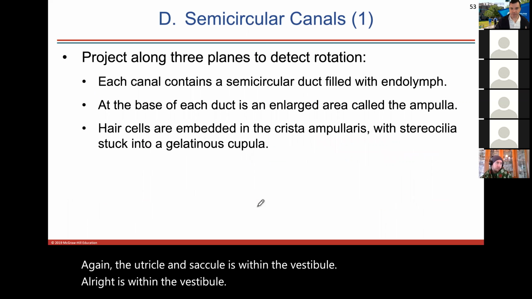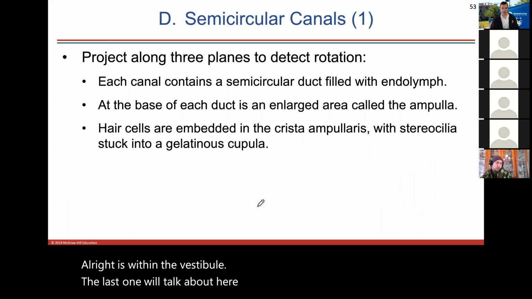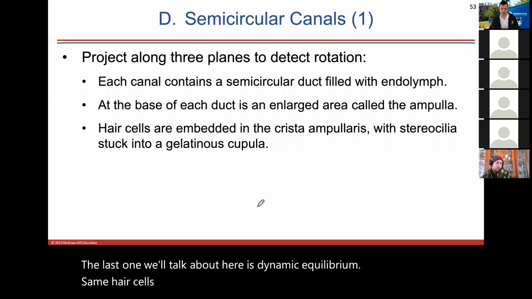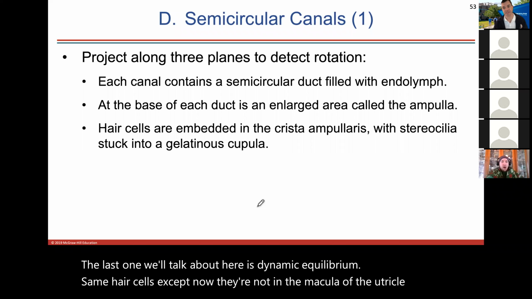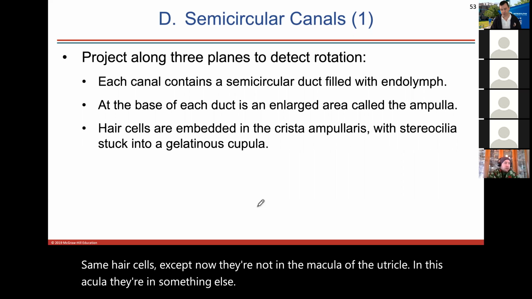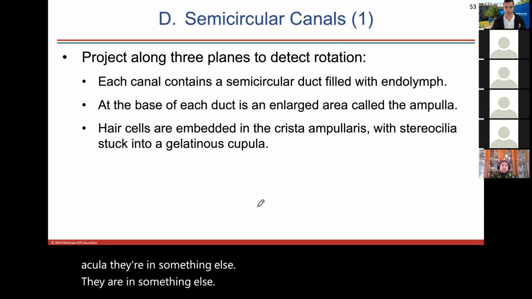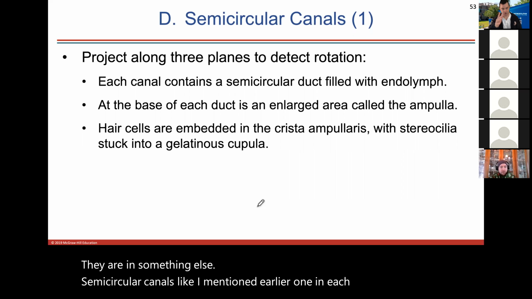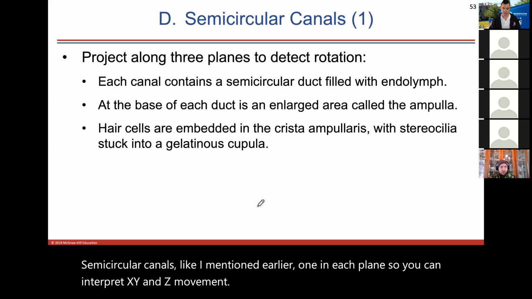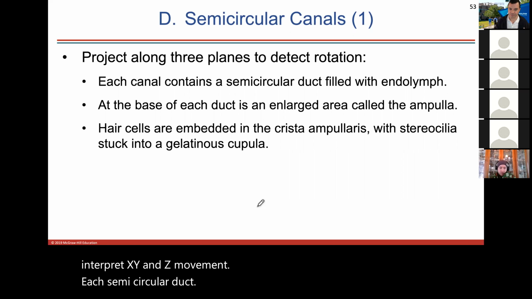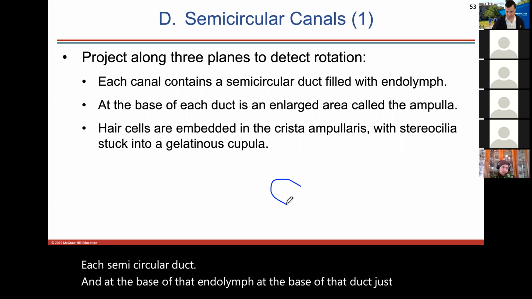The last one we'll talk about here is dynamic equilibrium. Same hair cells, except now they're not in the maculae of the utricle and the saccule. They're in something else. Semicircular canals, like I mentioned earlier, one in each plane, so you can interpret X, Y, and Z movement. Each semicircular duct is filled with endolymph. And at the base of that duct, I'll just draw a duct.